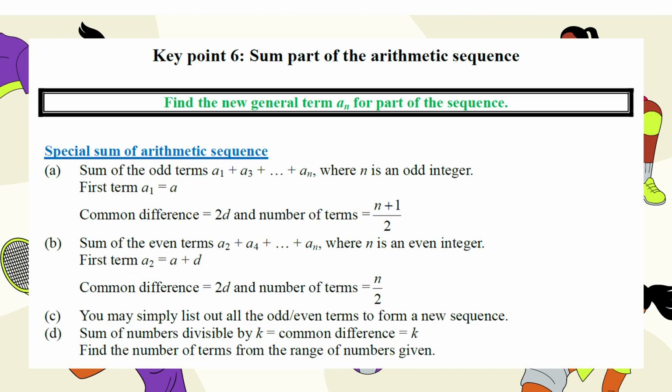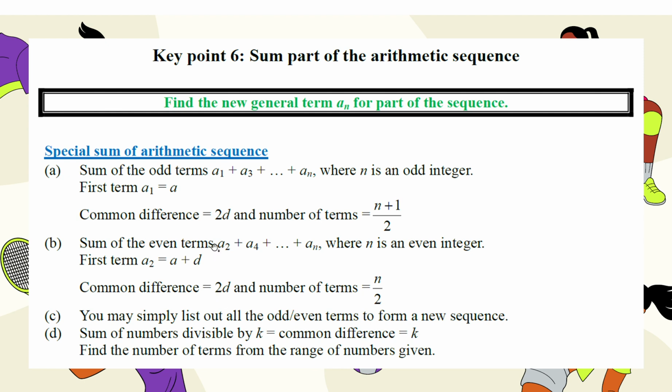And then sometimes they want you to sum parts of an arithmetic sequence, or just the positive ones or just the negative ones. They have different ways to do it. It's very simple: find a new general term for parts of the sequence, so the parts become a new sequence. For example, if they sum the odd terms, a1, a3, a5, a7, and so on, remember the common difference becomes 2d, double. And the number of terms, because it's an odd number, is (n plus 1) over 2. Or sum all the even terms, a2, a4, a6, a8, and so on, and then the common difference is still 2d, okay?